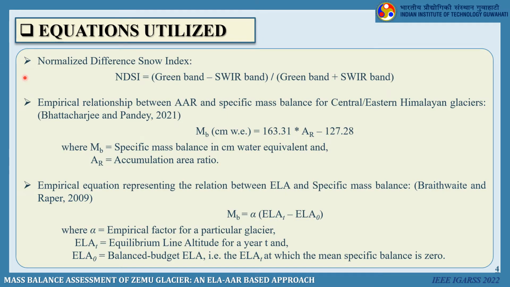So these are the equations used in this study. First is the NDSI for the mapping of the accumulation area. The second one is the empirical relationship showing the relation between the AAR and the specific mass balance for the central and eastern Himalayan glaciers, which is established using the field data of some of the glaciers from the central and eastern Himalayas. And the last equation represents the empirical relationship between the equilibrium line altitude and the specific mass balance.